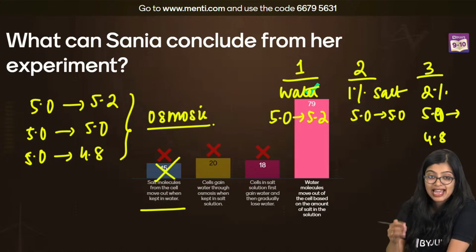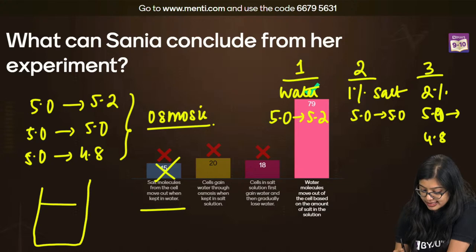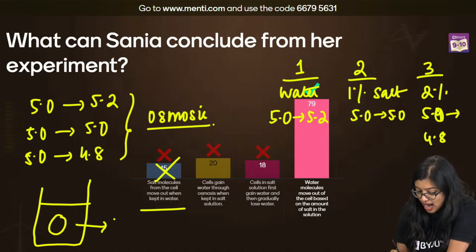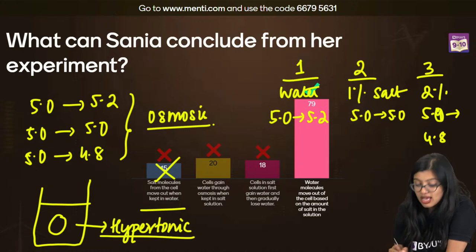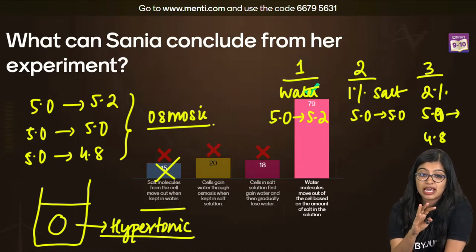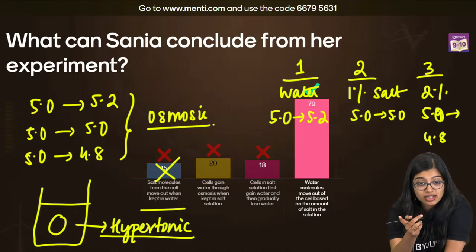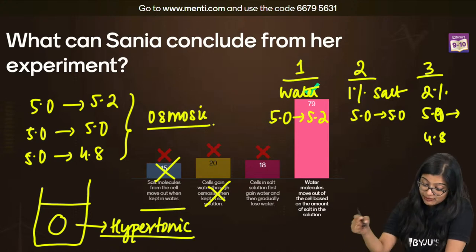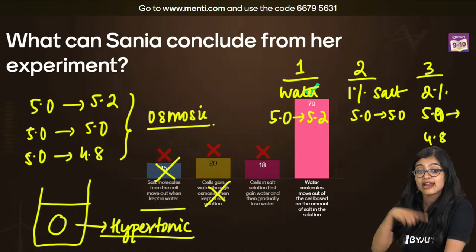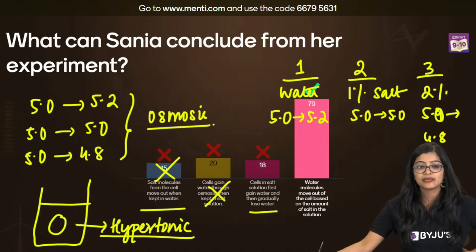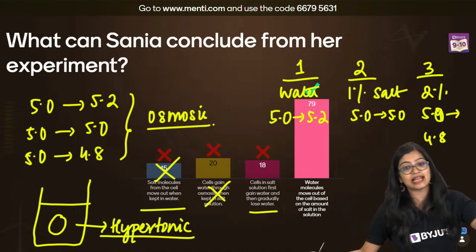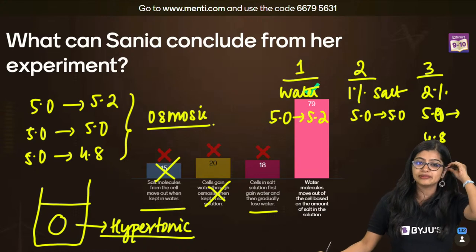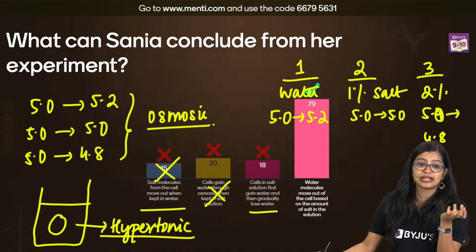So, indirectly they are saying, if I take a cell and keep it in a hypertonic solution, will it gain water? No, right? Very good, Ayan. It will not gain water. So this is wrong. Cell, when it is kept in salt solution, will first gain and then lose water. Is this correct? Will water first enter into the cell and then leave out? Is that what's going to happen?